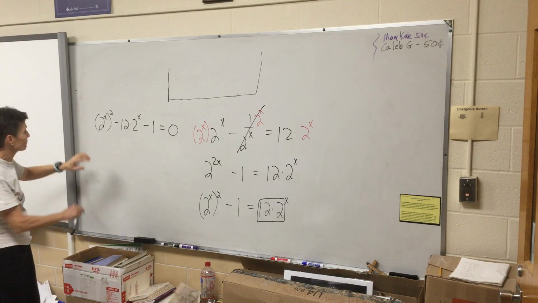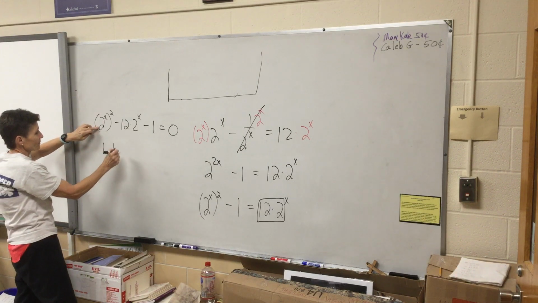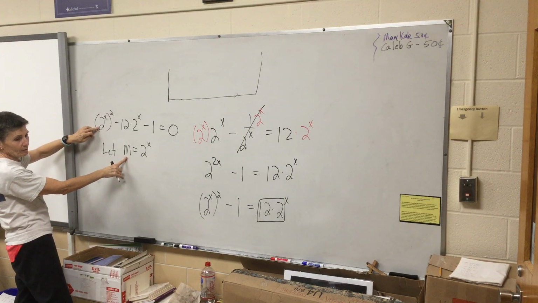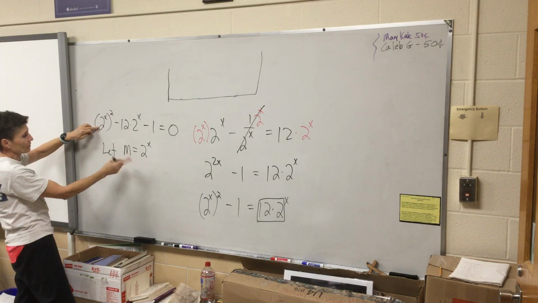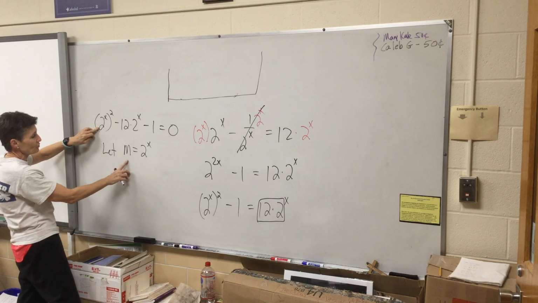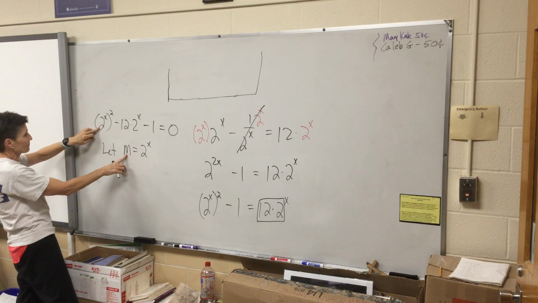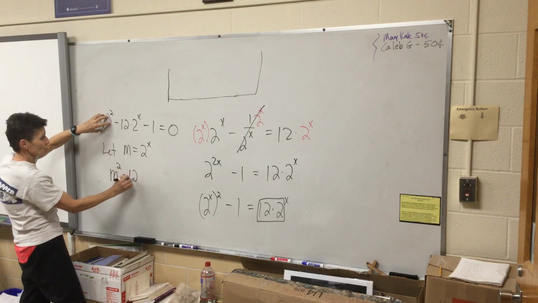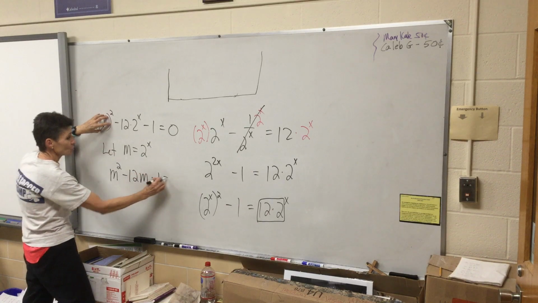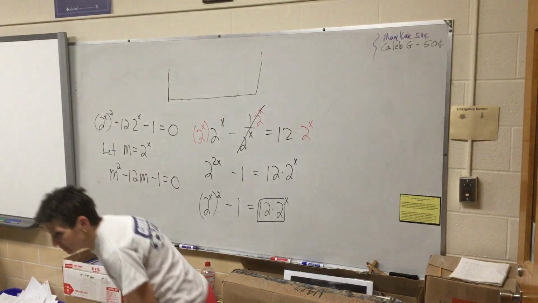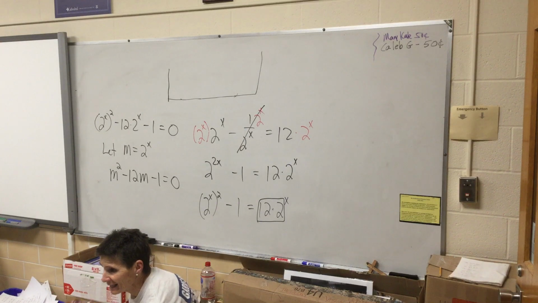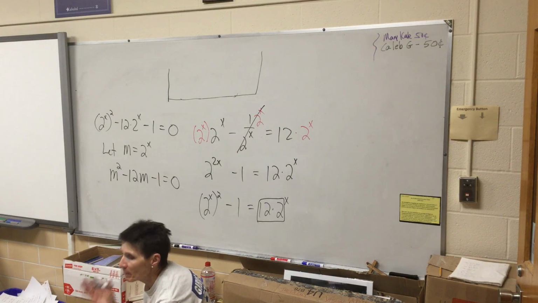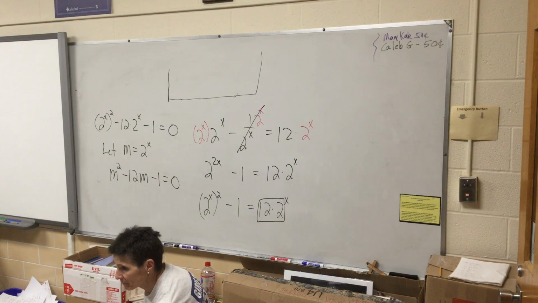And here's why. Let m equal 2 to the x. I'm just picking m as a random letter. Make it A, Q, J, I don't care what you make it. But let's do a substitution here and say, okay, 2 to the x is m. So then what I've really got is m squared minus 12m minus 1. Do you see it, guys? Do you see that? That's a quadratic equation. It looks way harder because of the 2 to the x stuff, but that's a quadratic equation.